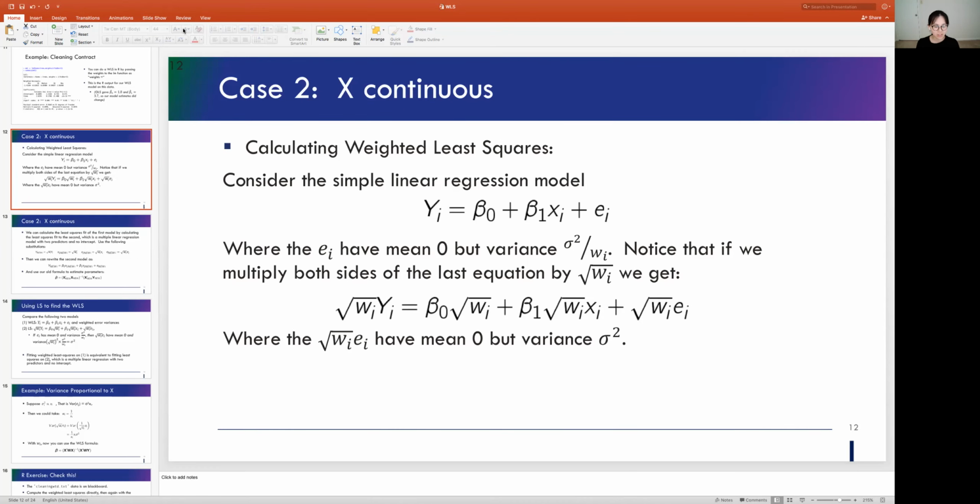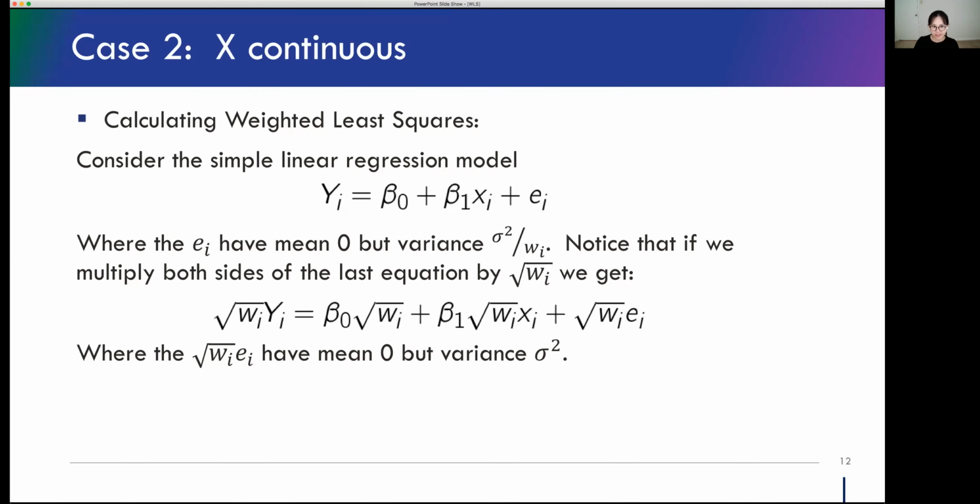Okay, the previous case we mentioned is actually a special case where we have multiple measurements at each distinct value of x, and our x is discrete in that case. And now we will talk about what if our x variable is continuous. So we want to calculate the weighted least squares when our x is continuous, and we know there is a non-constant variance issue for the error.